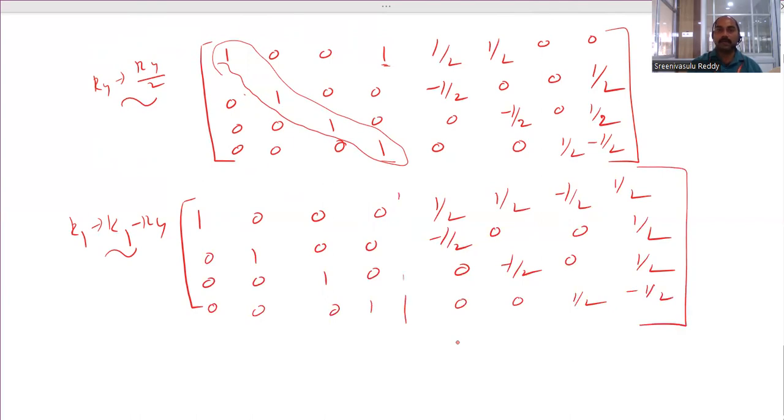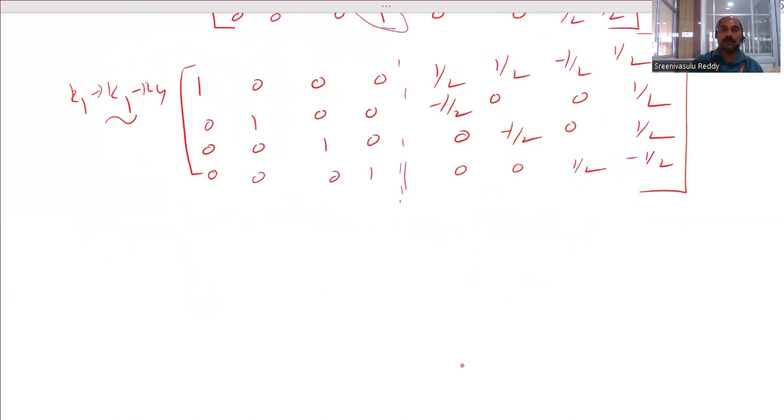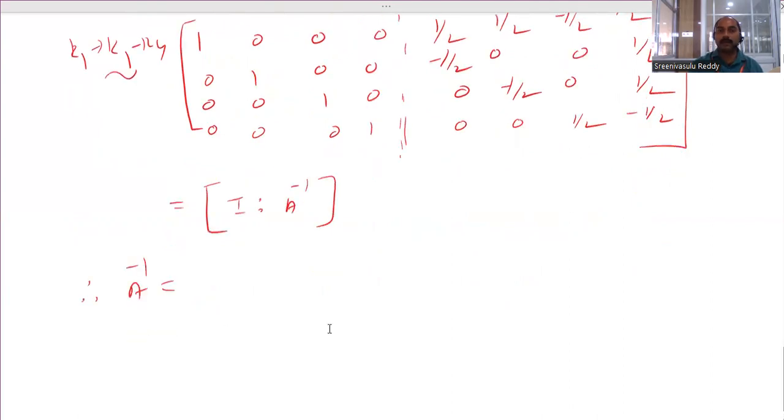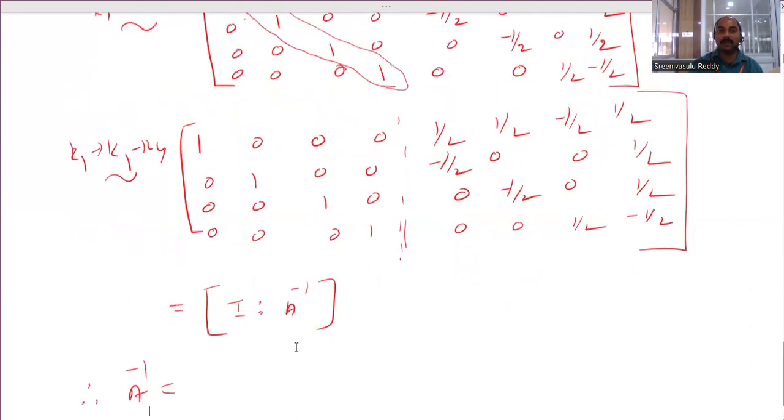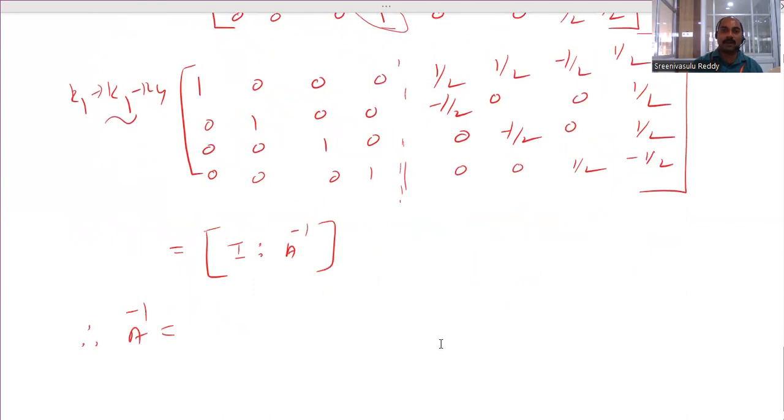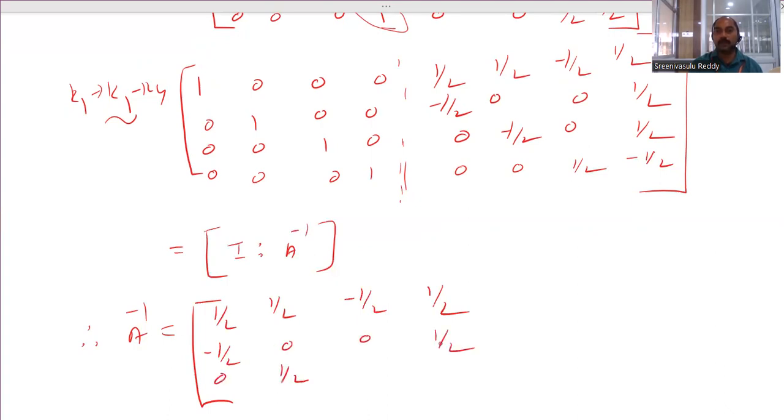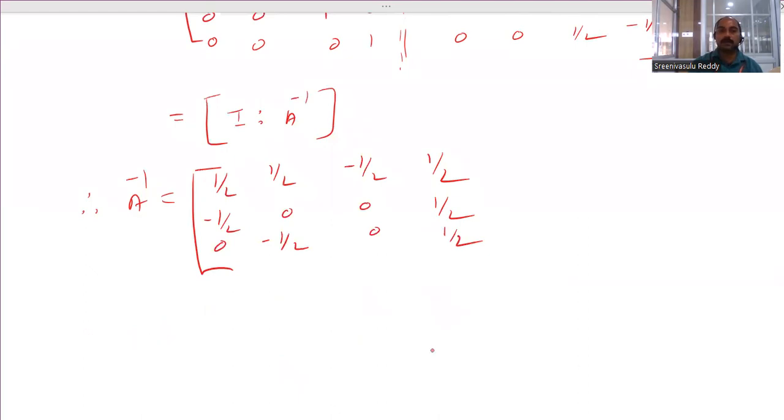Here is the identity matrix. So this is equal to I into A inverse. So without finding the adjoint and det, as per the definition A inverse equals adjoint A by det. Here we are not using the basic definition, we just apply the row operations. 1 by 2, 1 by 2, minus 1 by 2, 1 by 2, minus 1 by 2, 0, 0, 1 by 2, 0, minus 1 by 2, 0, 1 by 2. The last row 0, 0, 1 by 2, minus 1 by 2.